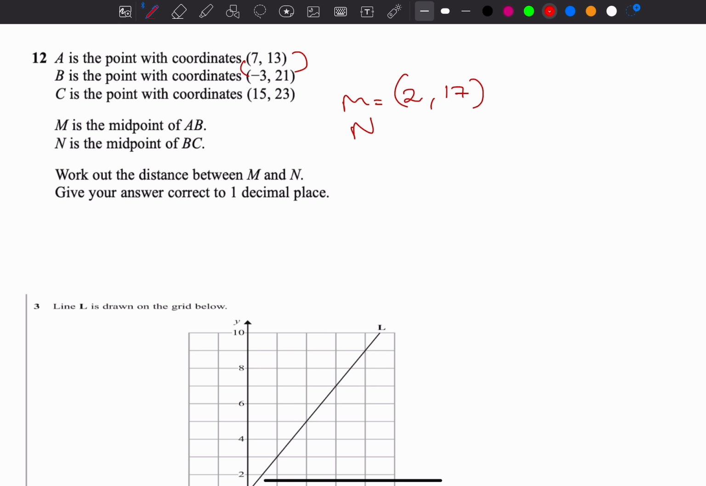N is the midpoint of BC, which is these guys, so let's add these together. 15 add minus 3 is 12, divided by 2 is 6. 21 add 23 makes it 44, divided by 2, which is 22.